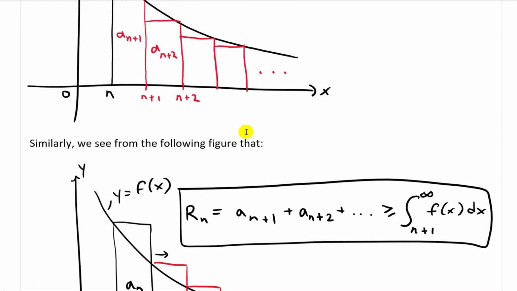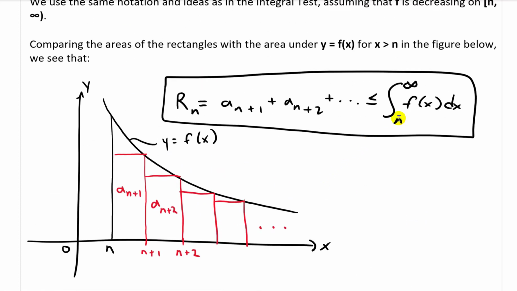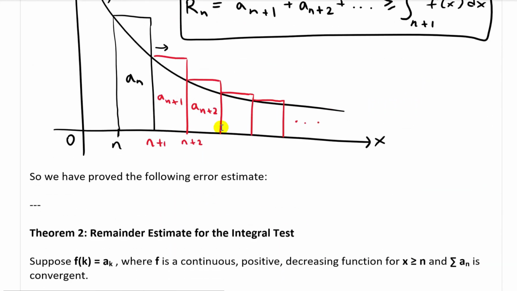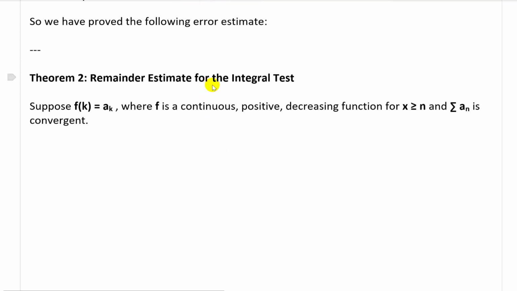So now that we have a remainder like that, the remainder is greater than the integral from n plus 1 to infinity of f of x dx, but likewise is less than the integral from n to infinity of f of x dx. So we have proved the following error estimate. Theorem 2, remainder estimate for the integral test. So suppose f of k equals a k.